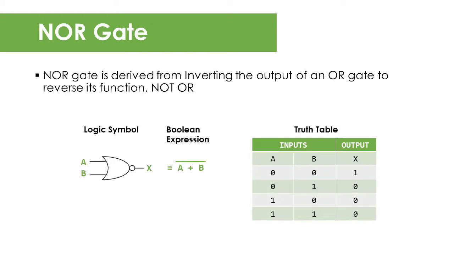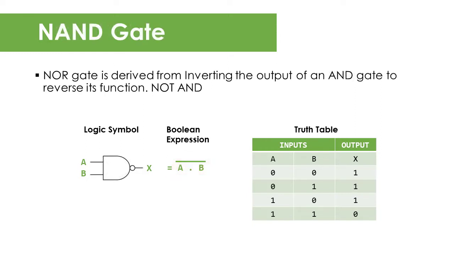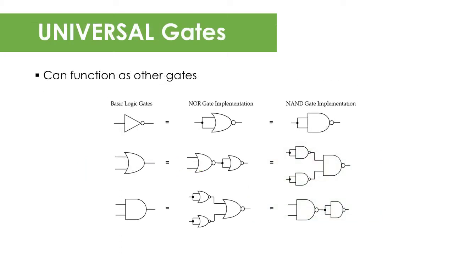We have the NOR gate. This gate is derived from inverting the output of an OR gate to reverse its function. Thus, the resulting Boolean expression for a NOR gate is (A plus B) over bar. Same with the NAND gate, which basically means not AND, derived from inverting an AND gate to reverse the logical AND function. Thus, its Boolean expression is (A.B) over bar. These two are called universal gates because they can function as other gates. But for this lesson, I will not expound on this part.